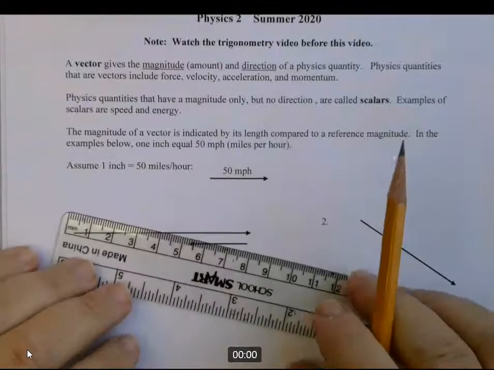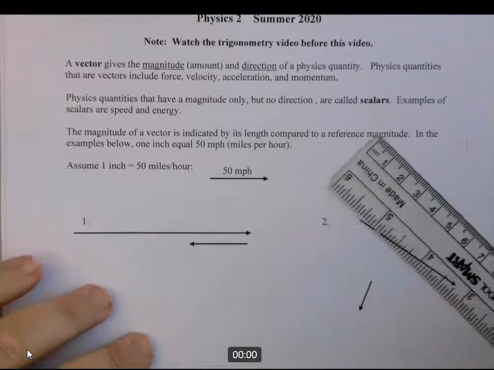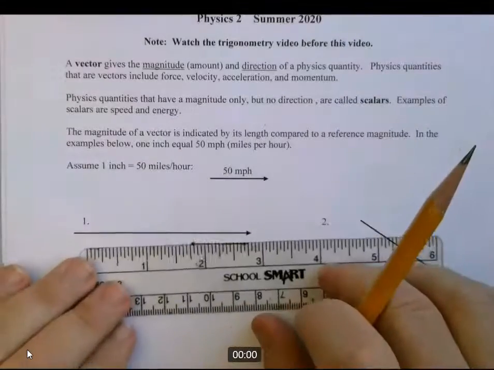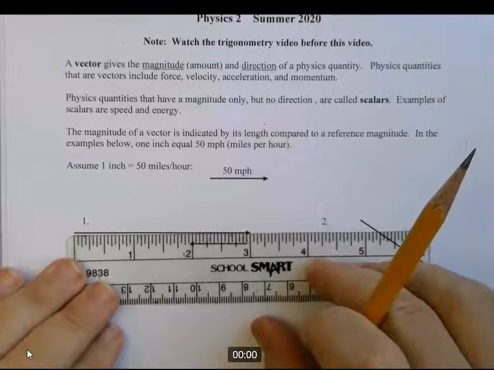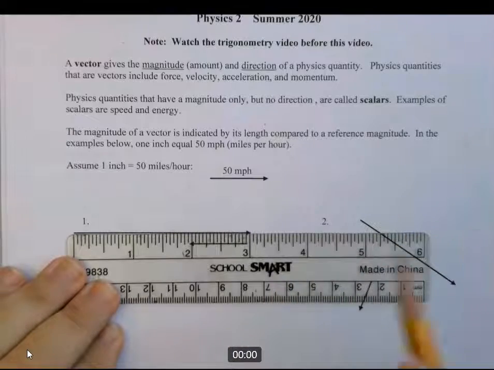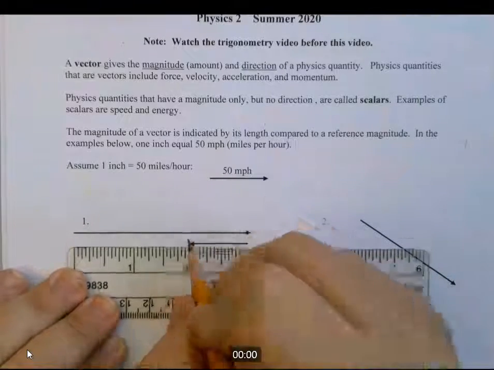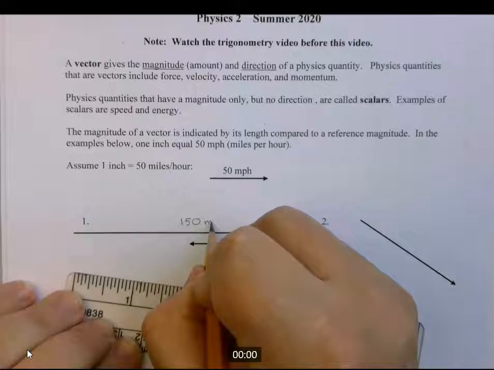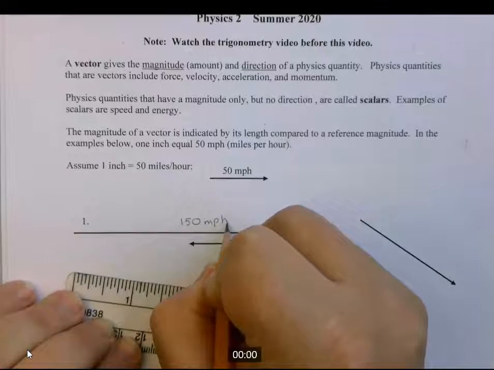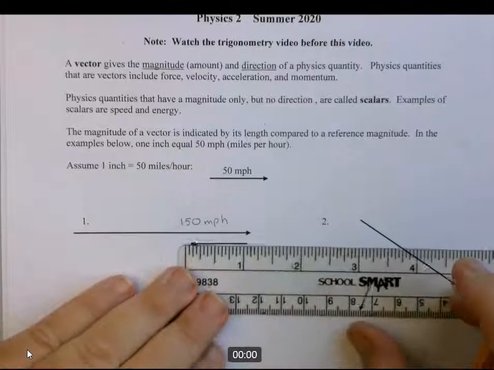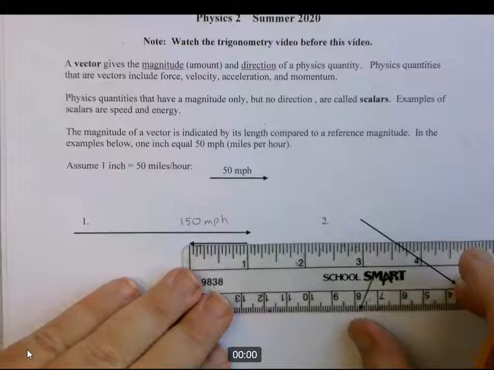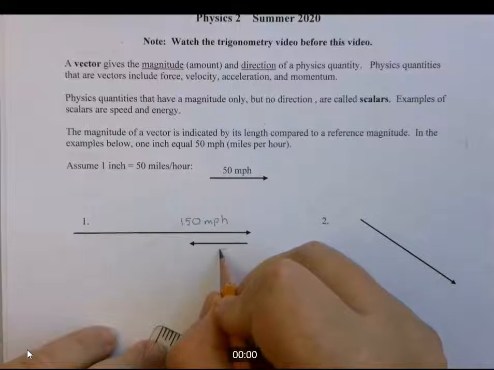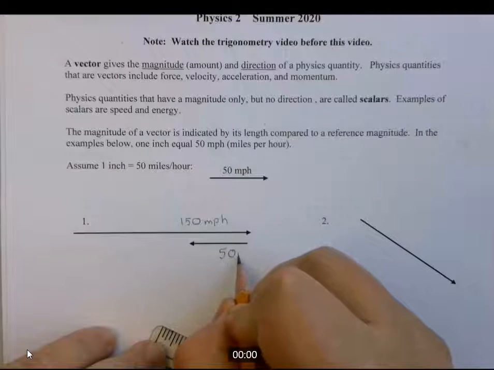So let's measure this. If we measure this longest line, we see it's 3 inches. So 3 inches times 50 is 150 miles per hour, and that's abbreviated as MPH. And the second vector, the one going to the left, is 1 inch. So that's 50 miles per hour.